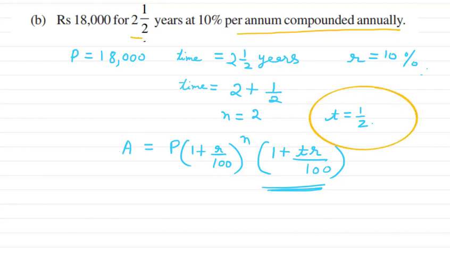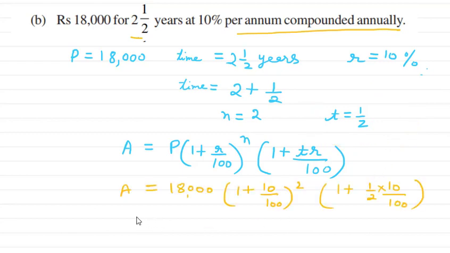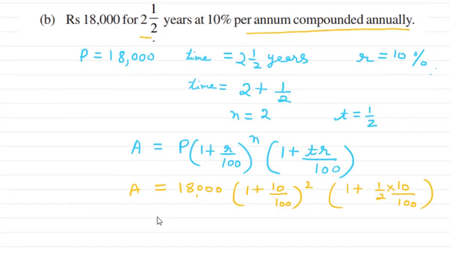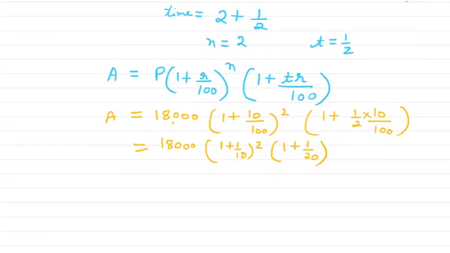Now we will just put the values whatever we have here, and then we can find out the solution. So here I've taken all the given values. P I've taken, that was 18,000. Now we will simplify it. So 18,000, now here I have 10 and 100, 10 by 100, so I can write it as 1 by 10 square. And the second bracket I have written 1 plus 5 by 100, or I can also simplify it a little bit more, so it will be 1 by 20. Okay, now we just have to simplify it.